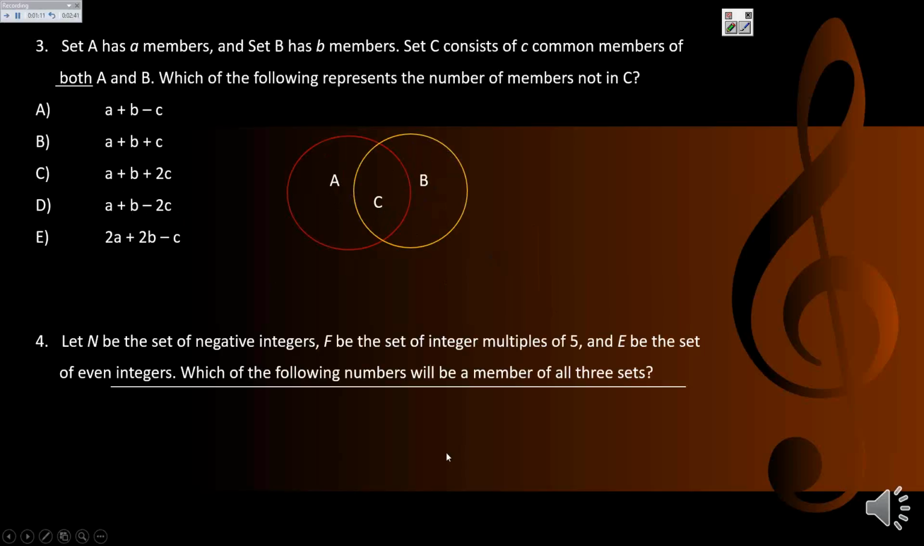All right, the next question. Let N be the set of negative integers, F be a set of multiples of 5, and E be the set of even integers. All right, so they want to know which of the following numbers will be a member in all of these three sets. Well, if N has negative numbers, we know that our number would have to be negative. If F has multiples of 5, then it would have to be 5, 10, 15, 20, and so forth. And E is a bunch of even numbers.